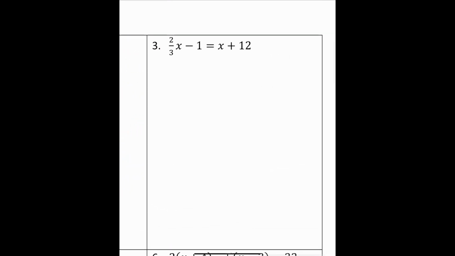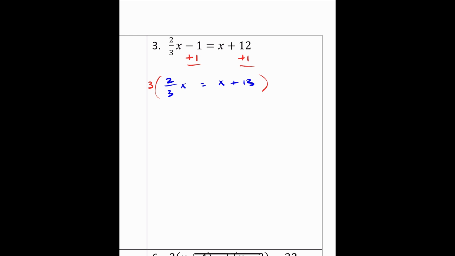All right, so let's move on to 3 here. We have 2/3 x minus 1 equals x plus 12. I do have a trick to remove that fraction, but first what I want to do is I'm going to add both sides by 1 here. So I have 2/3 x equals x plus 13. I want to get rid of this 3 in the denominator of this fraction. So in order to get rid of that, I'm going to multiply everything here by that number that appears in the denominator. So since there's a 3 in the denominator, I'm going to multiply everything by 3.